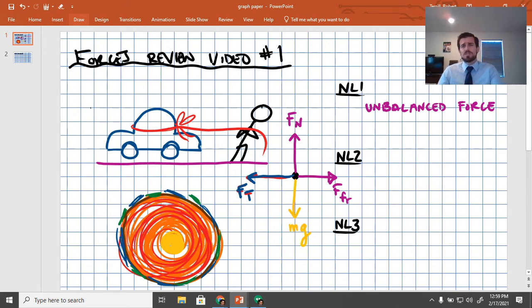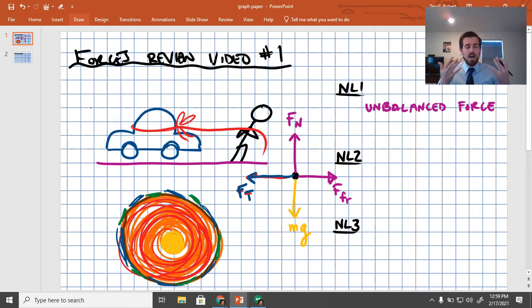So that's Newton's first law, and I want to just remind you, you want to be watching for changes of speed or changes of direction. That indicates those outside forces. If something's moving at a constant speed, it doesn't need an outside force.